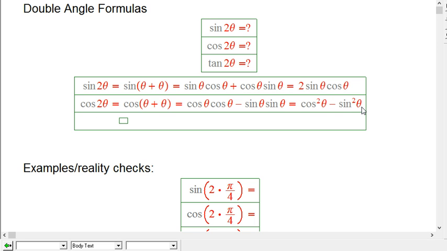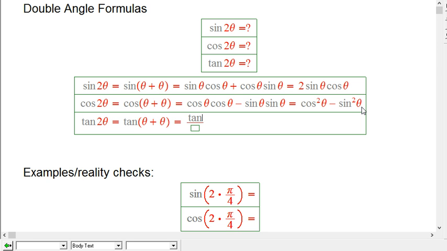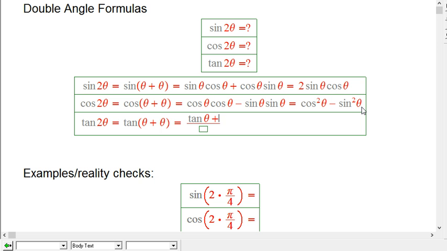Okay, what about tangent? Might as well do it. We get something pretty interesting. Tan of theta plus theta, and here we get this fraction. This is tan theta plus tan theta over 1 minus tan theta times tan theta. Really just putting in theta for both slots of this formula. The book uses u instead of theta, but I like to emphasize that it's usually going to be some sort of thing we could interpret as an angle.